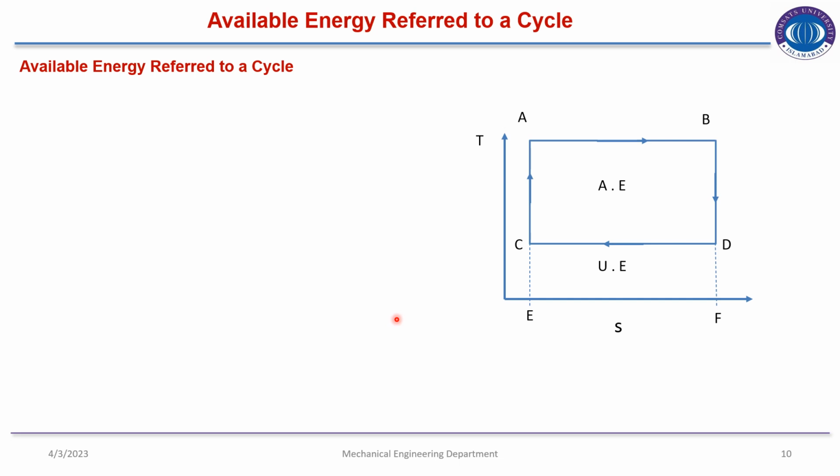Available energy referred to a cycle. In the previous diagram, as you know, the TS diagram is of a Carnot heat engine. The Carnot heat engine is a cyclic device, so its TS diagram is shown here. It represents four reversible processes, two isothermal and two adiabatic. The area ABCD represents the available energy, whereas the area CDEF represents the unavailable energy.